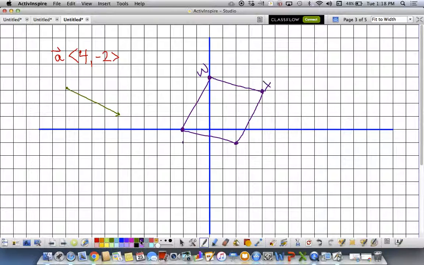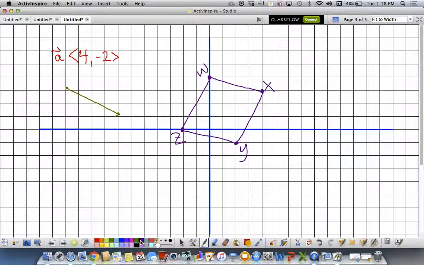Okay, W, X, Y, Z. I give you a polygon. I'm pretty sure it's a quadrilateral. I think it might be a parallelogram. We won't go into proving that yet. So if I wanted to translate this quadrilateral by the vector A that has these components, what in the world are we going to do?